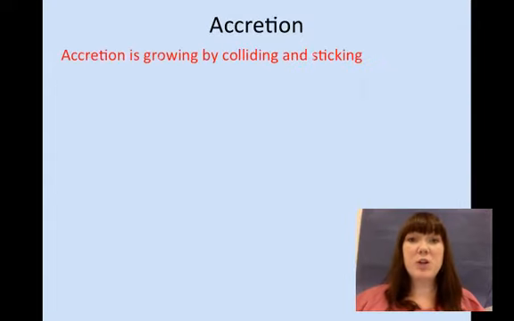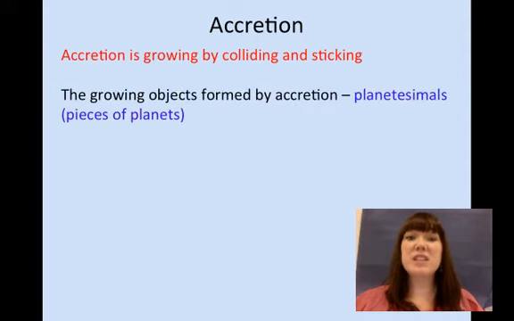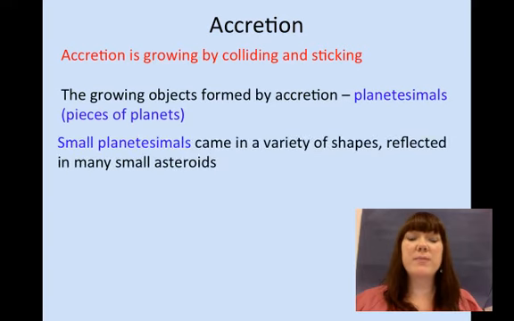The next step is called accretion. Accretion is growing by colliding and sticking. So this is when those solid particles start to bump into each other and stick together. Once accretion starts to happen, we call these objects that start gaining more and more mass planetesimals, and these are pieces of planets.